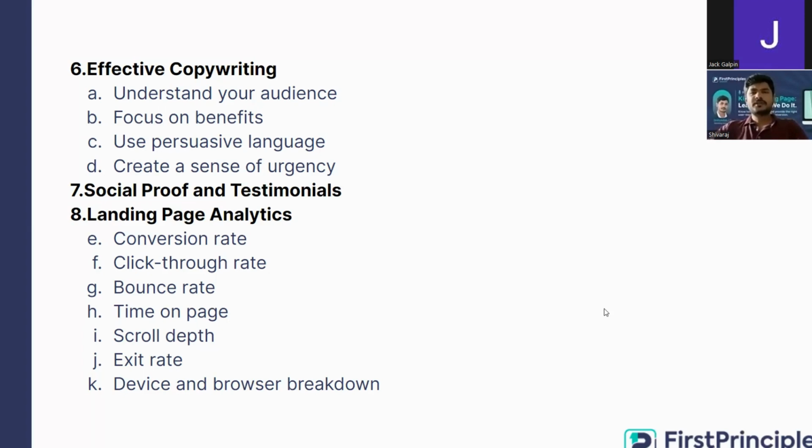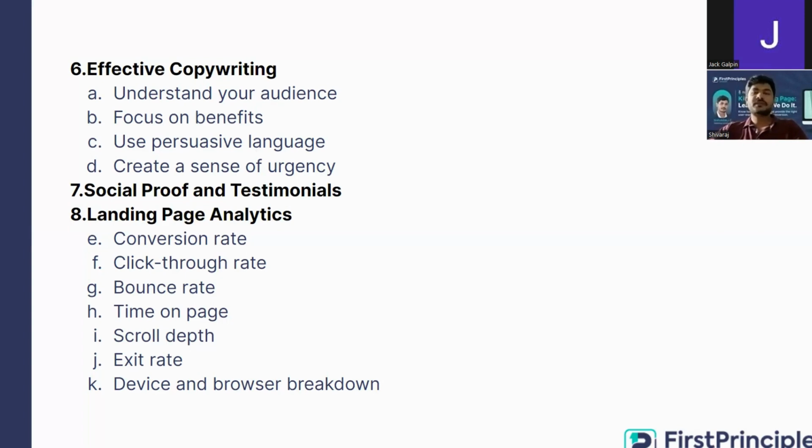Okay, so moving on to the eighth point, which is landing page analytics, which is very crucial. You might do XYZ on your landing page, implement ABCs, but you need to understand if that particular landing page is working out for you or not. So when you analyze the performance of your landing page, several key performance indicators can provide valuable insight into the effectiveness of the landing page, right? So there are six points that I would like you to concentrate on.